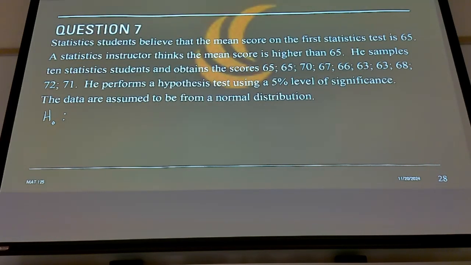What's the null? The null is mu equals 65. Then what is the alternative? Mu is greater than 65. The instructor thinks it's larger, it's higher.